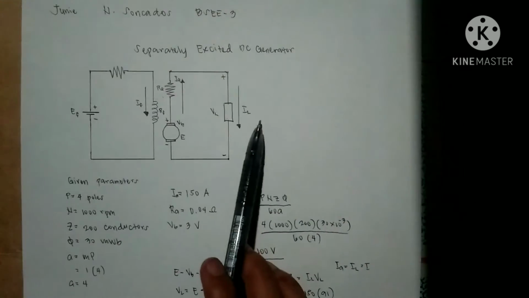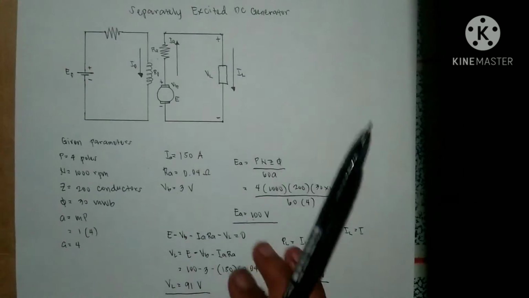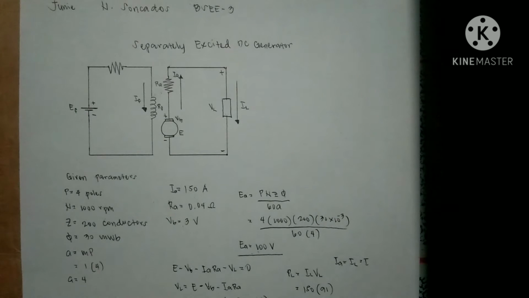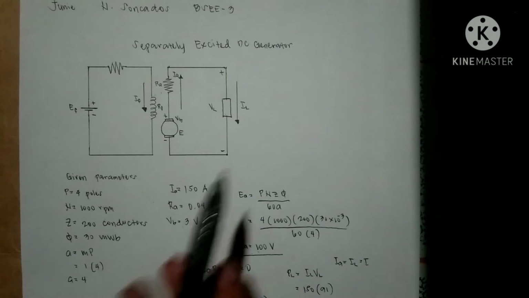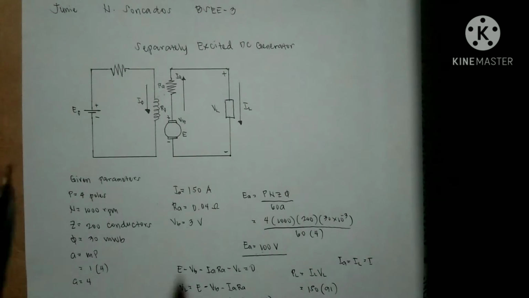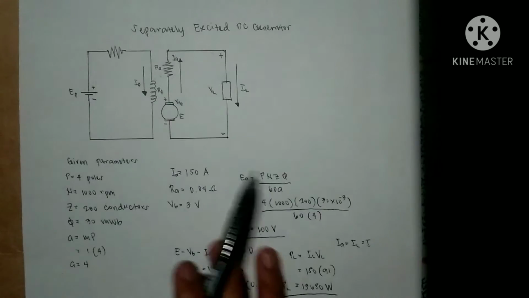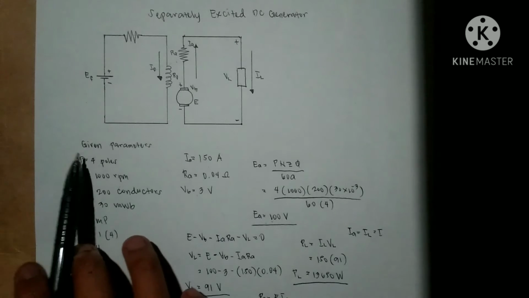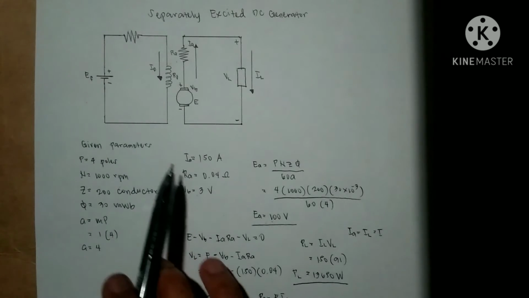Since it is in series, IA is equal to IL. And this is wound by a lap winding. Lap winding is intended for low voltage and high current. So this is the given parameters.